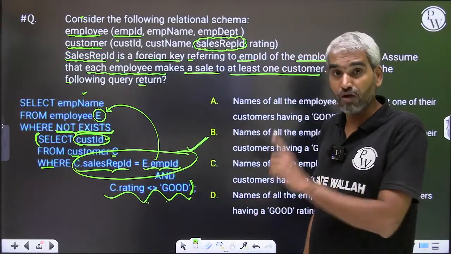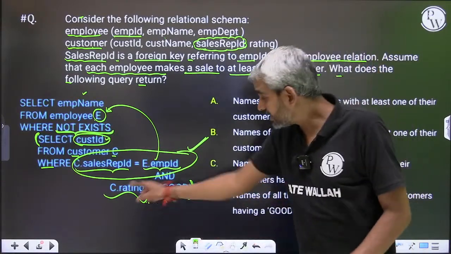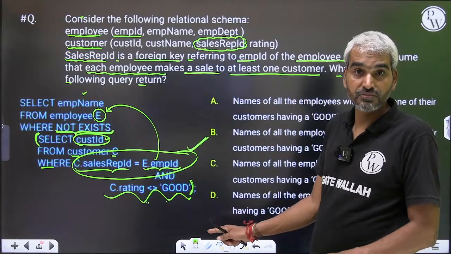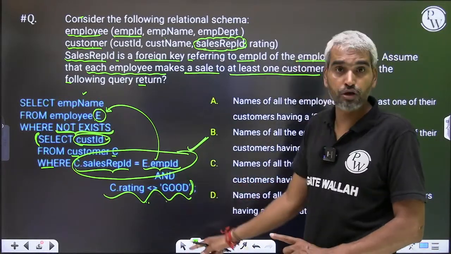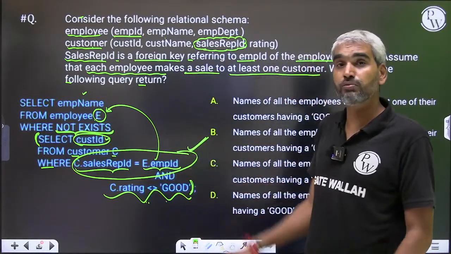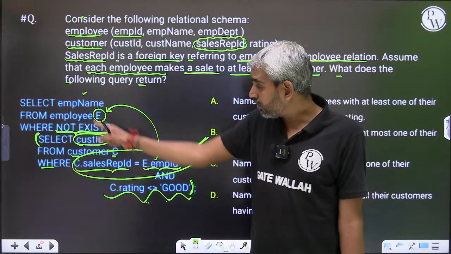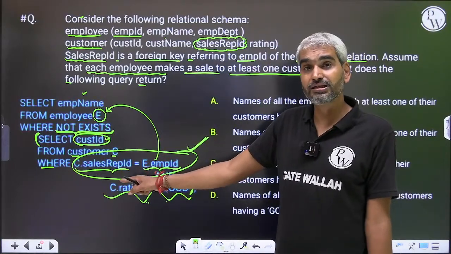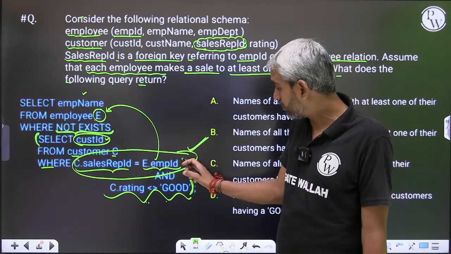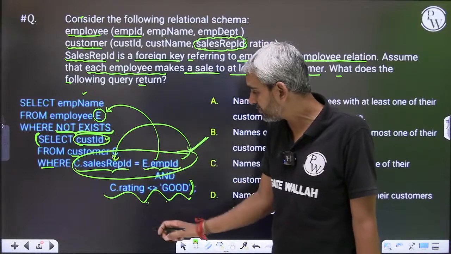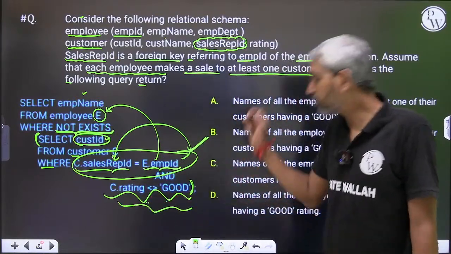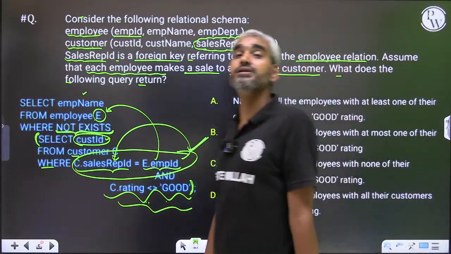False means rating must be equals to good. If you want this second condition to be false, rating must be equals to good. That means in all the tuples of the customer table, whenever the employee ID is the same as the representative ID, the rating provided by the customer must be good.